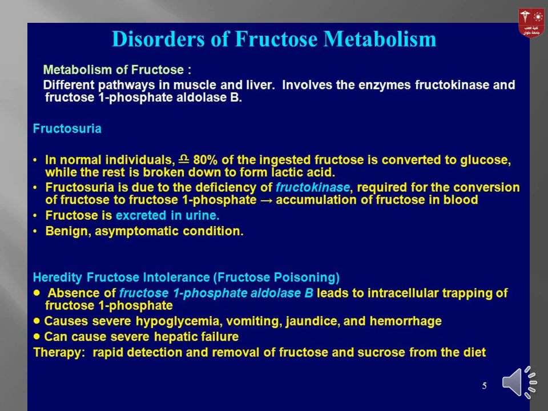So we can read here the treatment of fructosuria. Fructosuria is due to fructokinase deficiency, essential fructosuria. It's a benign asymptomatic condition and we don't need to give any treatment, while in hereditary fructose intolerance, which is called fructose poisoning, we need rapid detection of the disease in order to prevent mental retardation or brain damage, and we have to remove fructose and sucrose from the diet immediately.